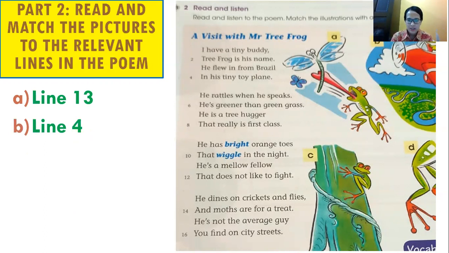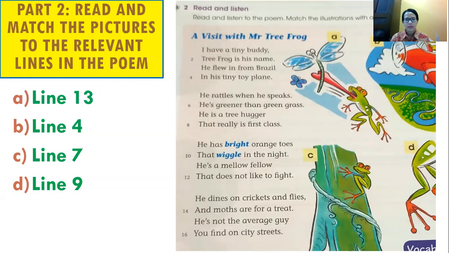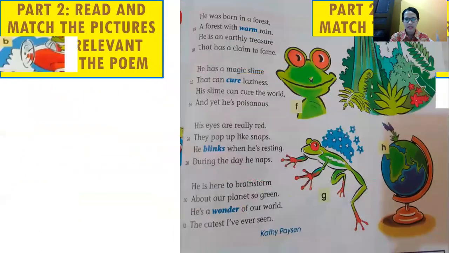Picture C, as you can see here, is hugging trees. Yes, line 7, tree hugger. And the last one, picture D, is line 9 because it shows bright orange toes. Okay, let's move to the second page.